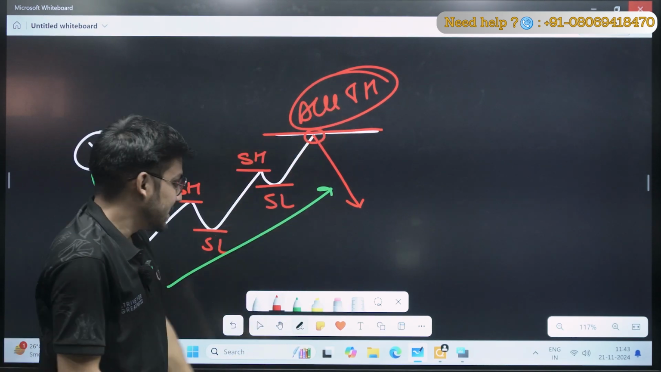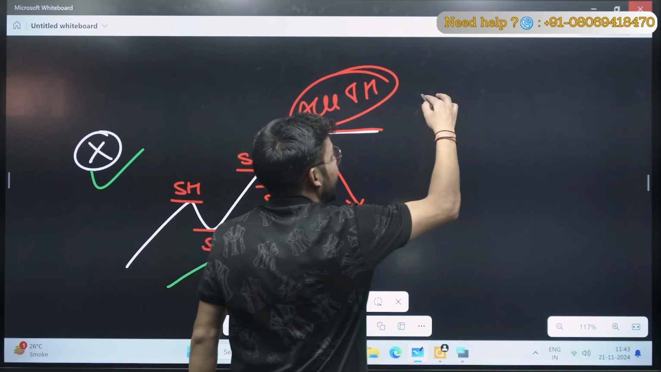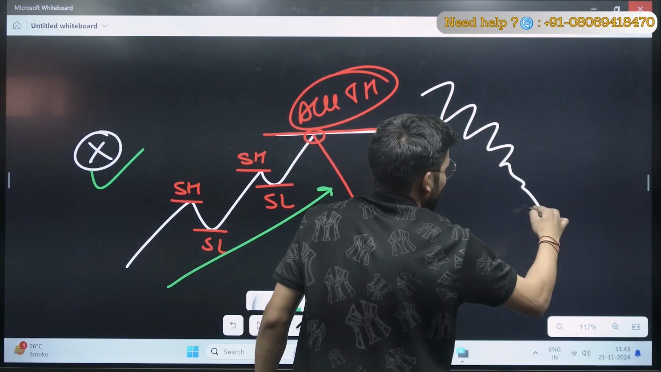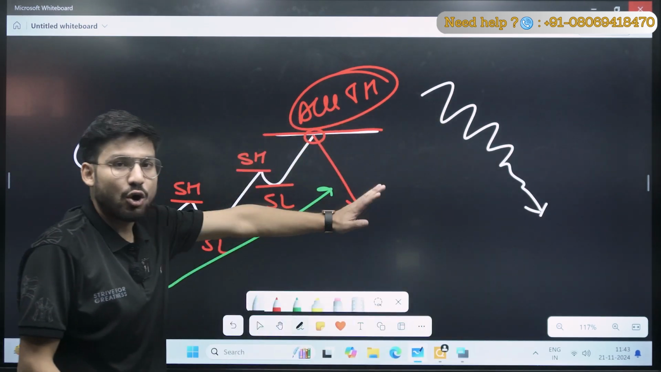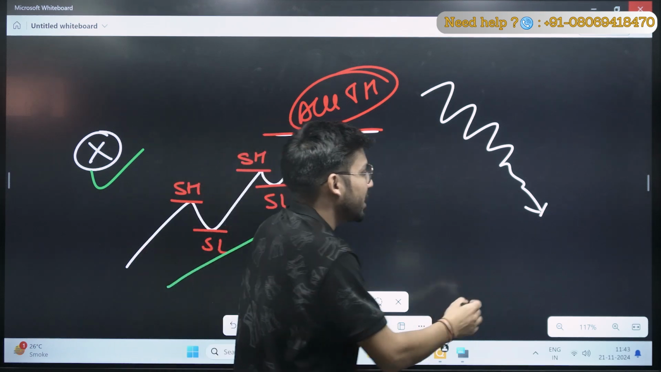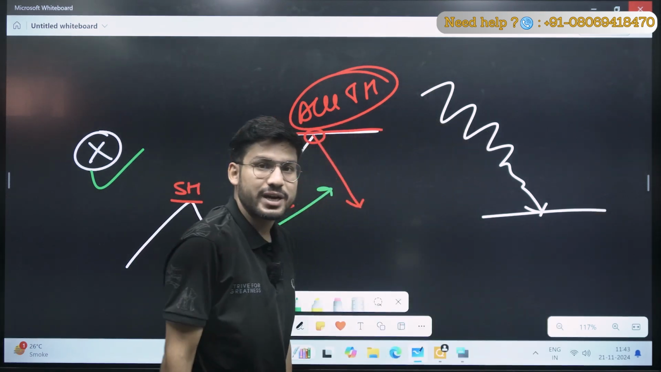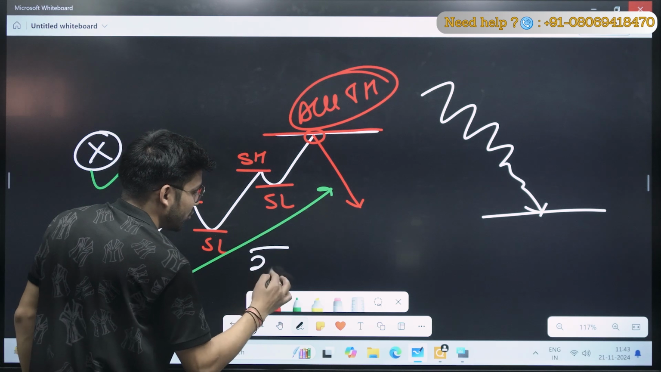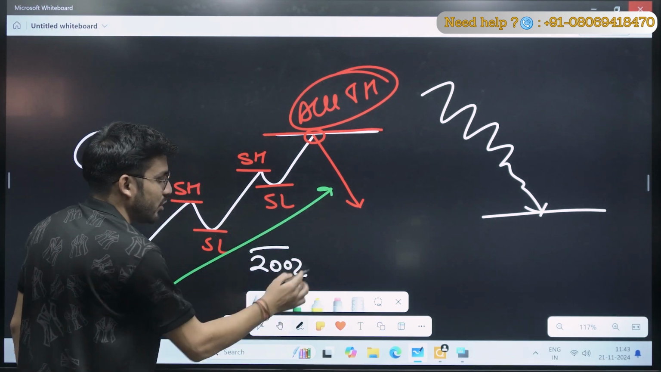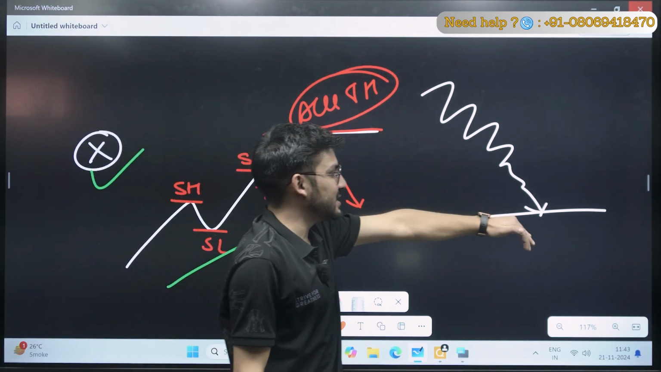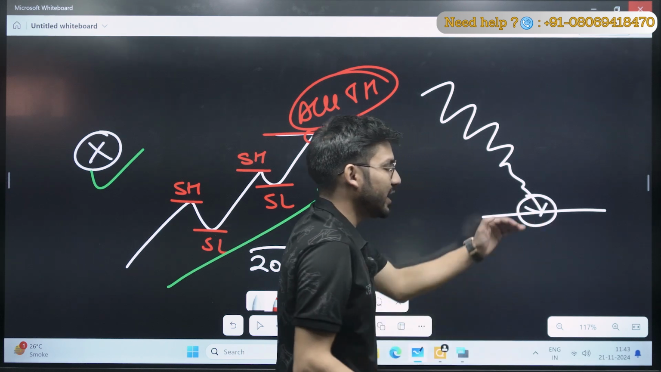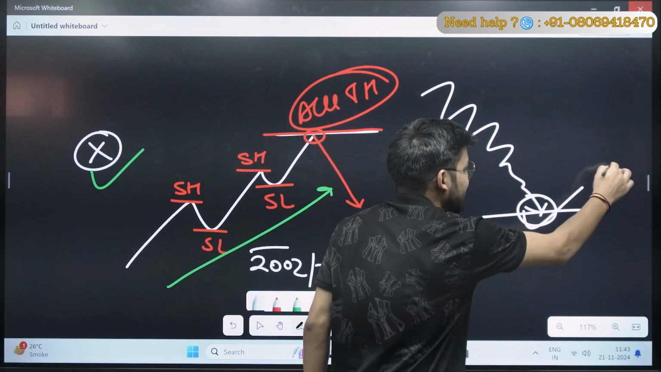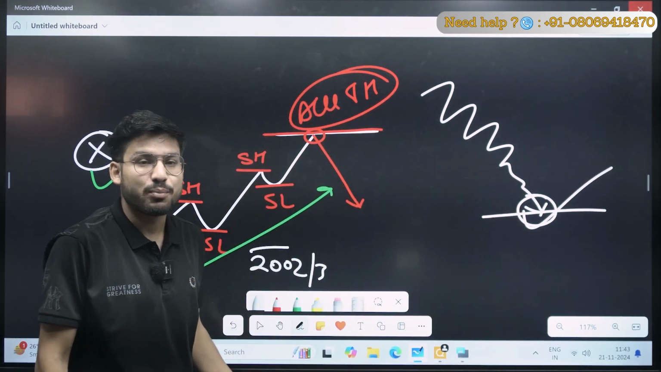Similarly, if the market is moving in the downward direction, and after a very long time, or for the first time, the market falls to this level. For example, the market was at this level in 2002 or 2003, and again your market is at this level in 2003 and 4. So you will automatically consider this level as your very strong support.